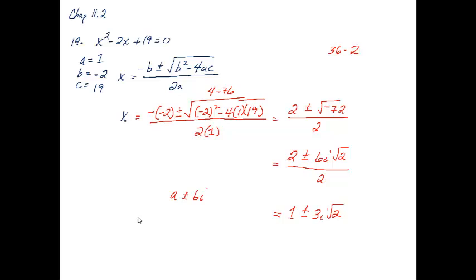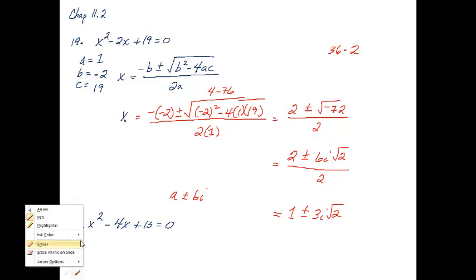Let's keep going. Now let's look at number 21. It says, without solving the given quadratic equation, determine the number and types of solutions. So we have x squared minus 4x plus 13 equals 0.